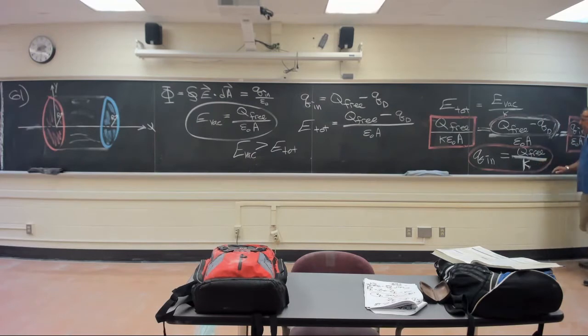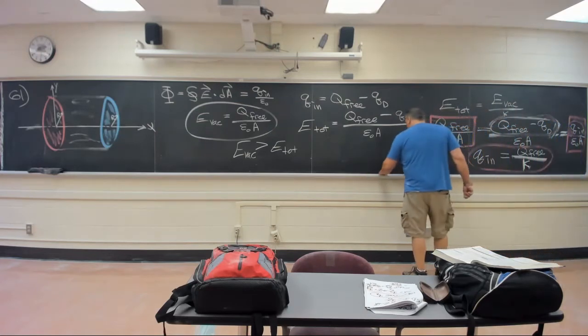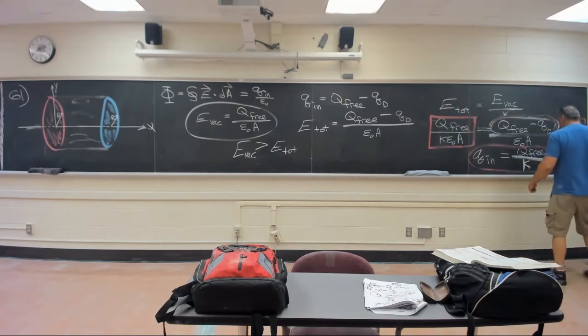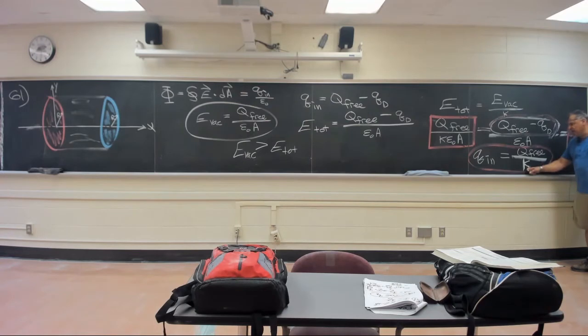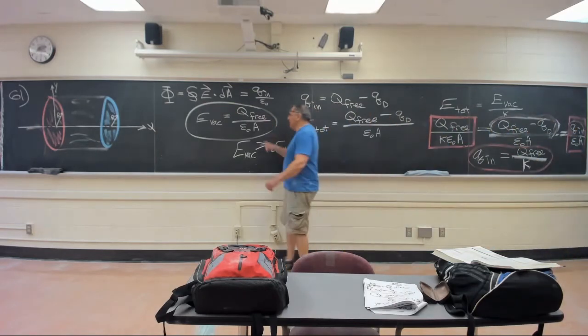Take this divided by kappa, and you got Q in. Okay, so that's in a vacuum. Now let's get something straight. If kappa is equal to 1, it's in a vacuum. Q free equals Q in. If it's in a vacuum, you just got Q free.